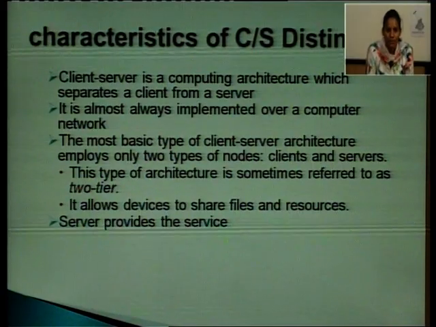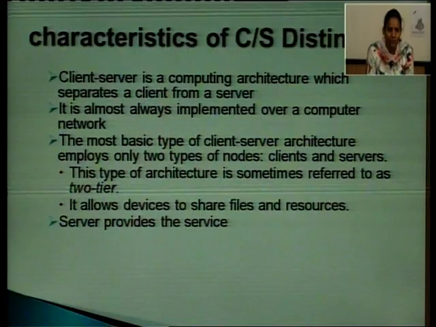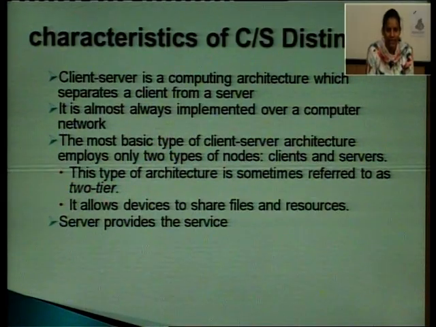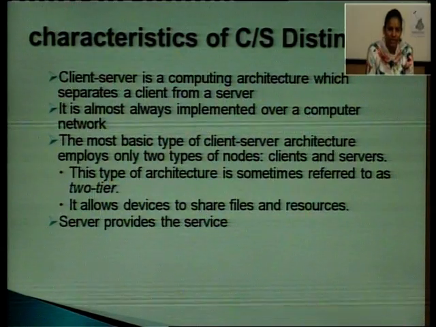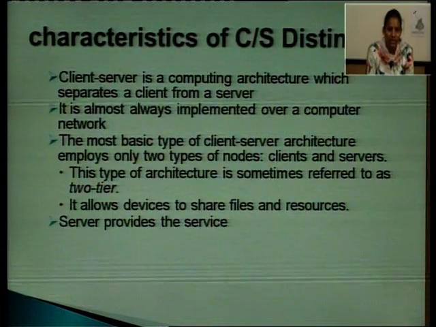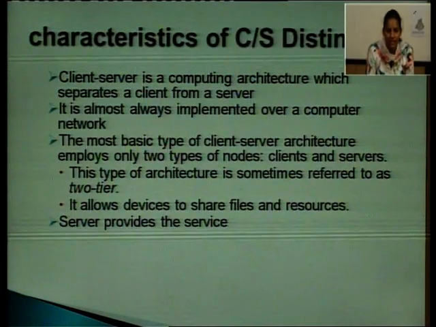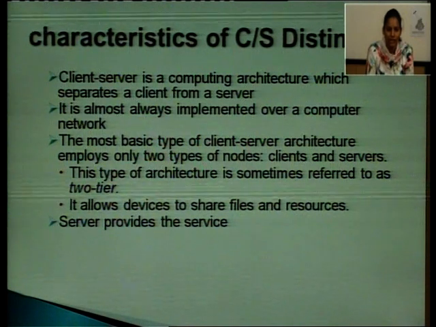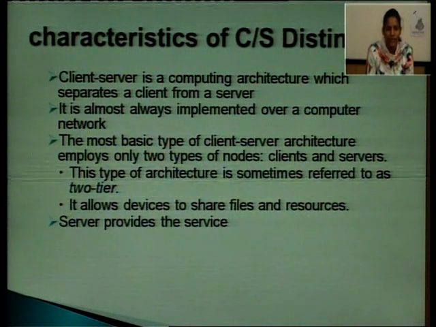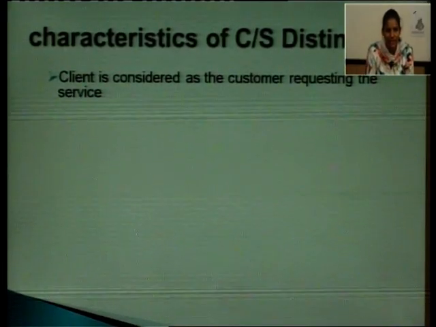And the most basic type of client server architecture employs only two types of nodes. One is client and the second one is server. This type of architecture, in which there is one client and one server, is known as two-tier architecture. In case of two-tier architecture, it allows devices to share files and resources all over. Server provides the services. What are the characteristics of the client server?